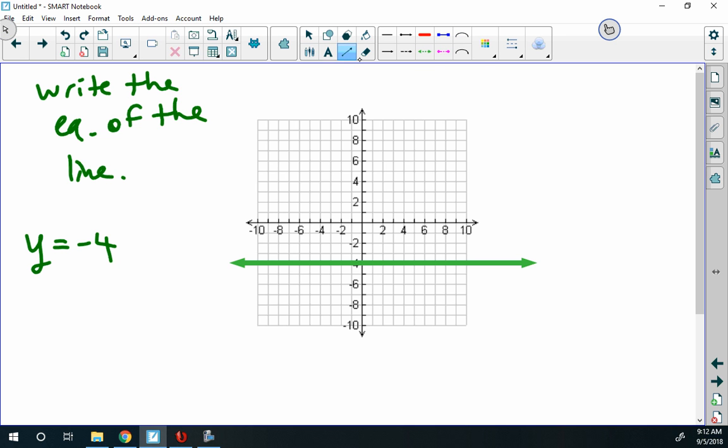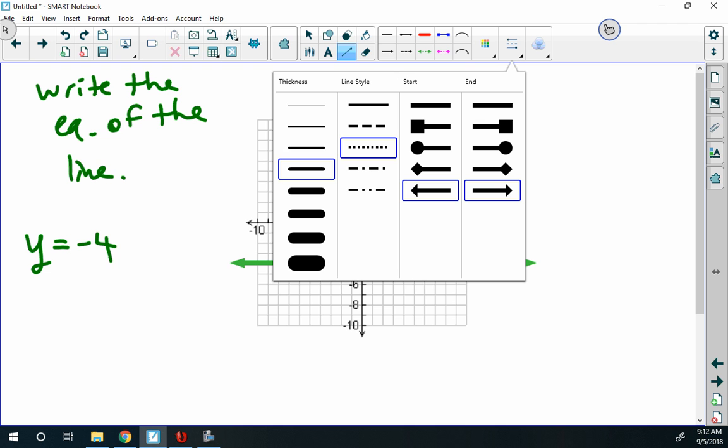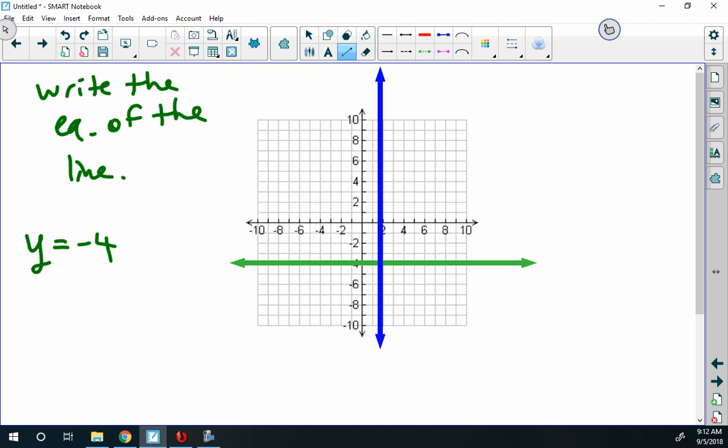Okay. What if we had this line? What's the equation of that line? x equals 2. Those should be layups. Those should be really easy to do, right? All day, if you know it.